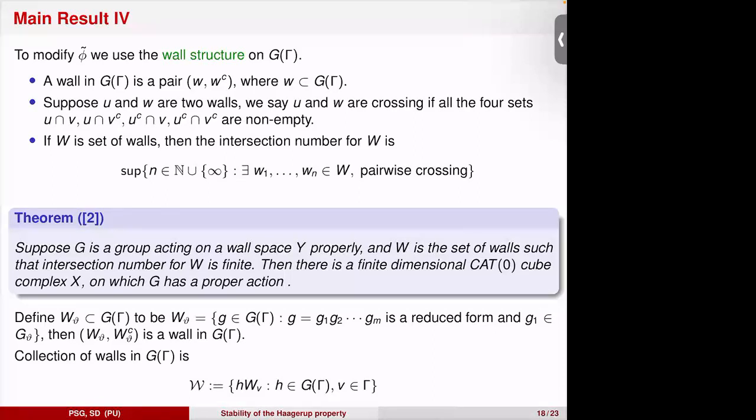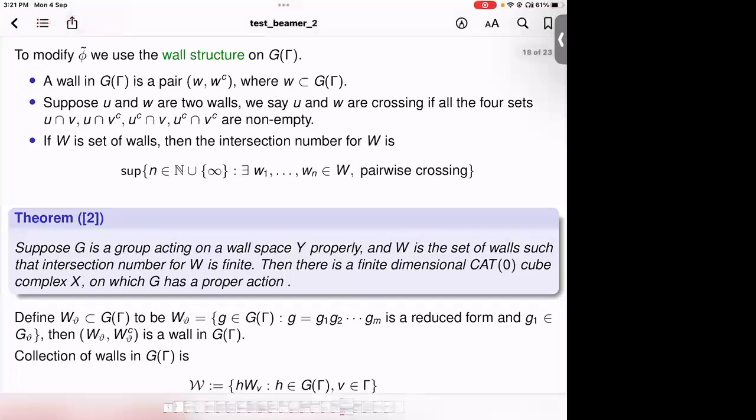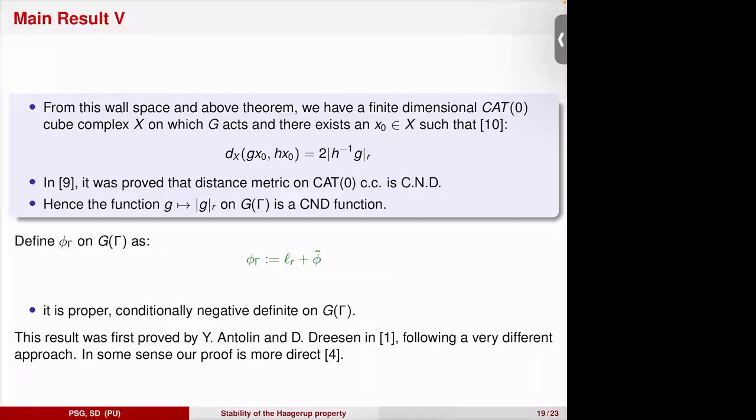A wall structure is basically you have a space and you just partition it with respect to two subsets. In the case of graph product, the walls are defined like this: whenever you take a vertex V, you define WV to be the set of all words from the graph product which has a reduced form that starts with an element from G sub V. So this will define a wall structure, and having a wall structure will give us a cat0 cube complex structure, and the group will act on the cat0 cube complex such that the distance in the cat0 cube complex will satisfy this relation, that is 2 times the reduced length of H inverse G.